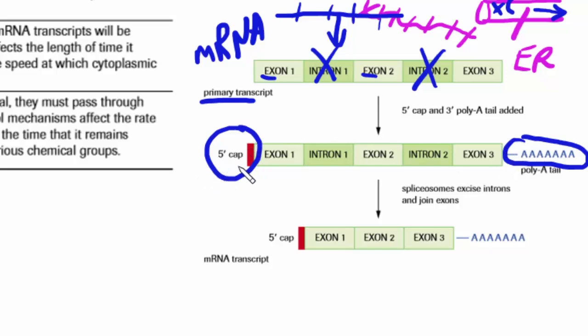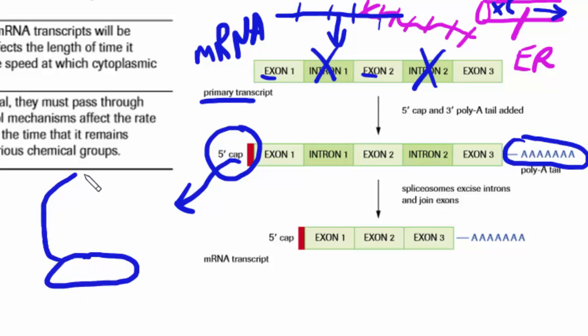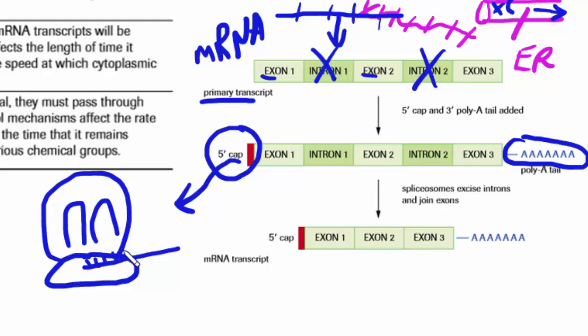This cap is going to help the messenger RNA bind to the ribosome. So remember, you've got the small subunit, you've got the large subunit of a ribosome, and the mRNA is going to come in and attach, and you've got the various sites, and then you've got your codons along here. Well, this cap is going to be right here. It's going to help the mRNA bind to the ribosome.